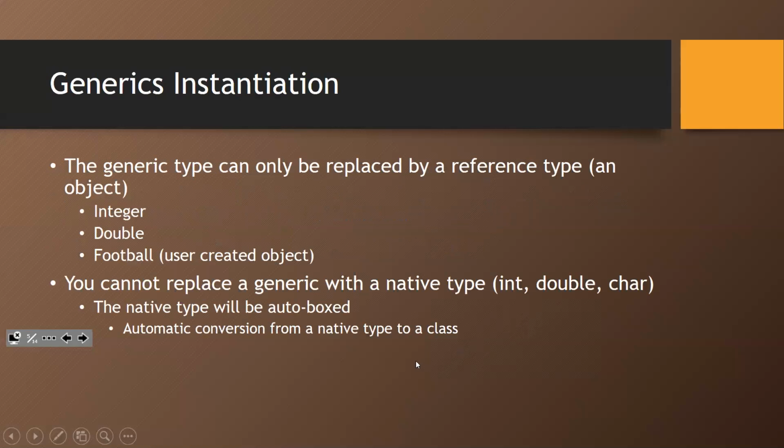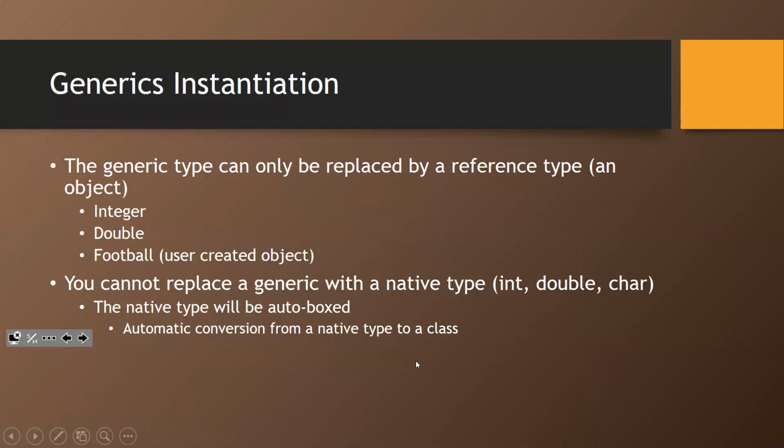Now, when we're working with generics, a generic type specifier can only be replaced by a reference type. And a reference type in C# is an object, something that is an instance of a class. Now, when we're working with C#, lowercase int is a data type int, like a native data type. Uppercase Int is an instance, a class object that holds an integer. Same with double.